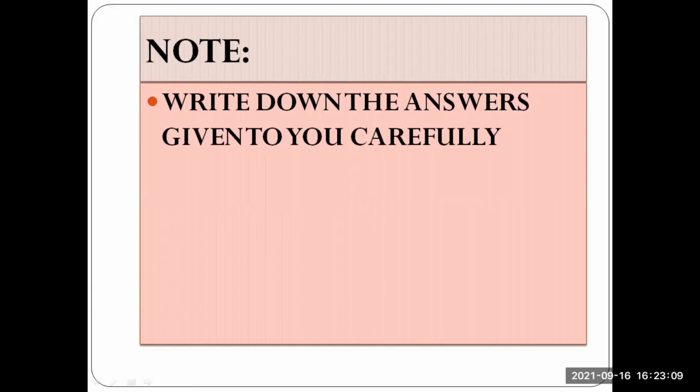And next, question number 3. Skip question number 2 and write down the next question, number 3. Write the differences in farming in India and the US. Answer. In India, farming is largely subsistence oriented and non-commercial.